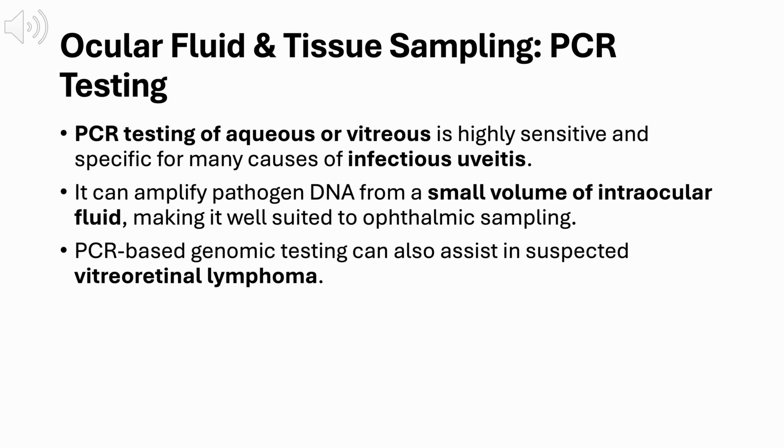When imaging and serology aren't enough, we can sample the eye itself, and PCR is the star of intraocular diagnostics. PCR testing of aqueous or vitreous is highly sensitive and specific for many causes of infectious uveitis. Its great advantage is that it can amplify a pathogen's DNA from a tiny volume of intraocular fluid, perfectly suited to the small samples the eye allows. And its usefulness isn't limited to infection. PCR-based genomic testing can also assist when vitreoretinal lymphoma is suspected. So a few drops of ocular fluid can carry a remarkable amount of diagnostic information.